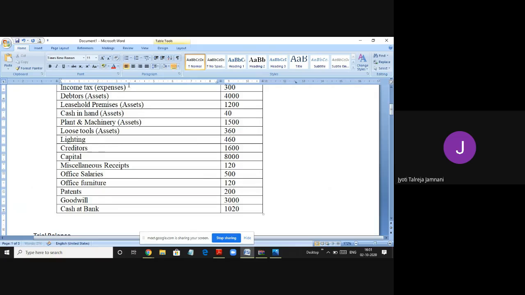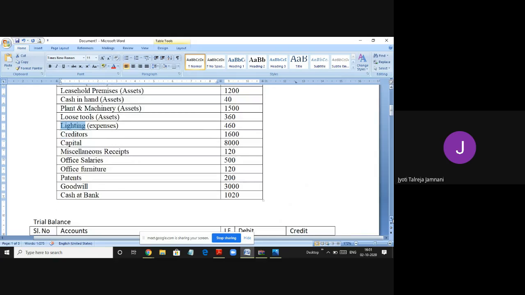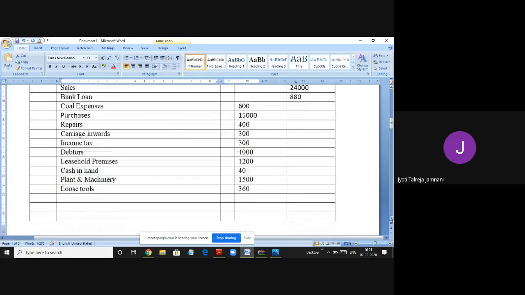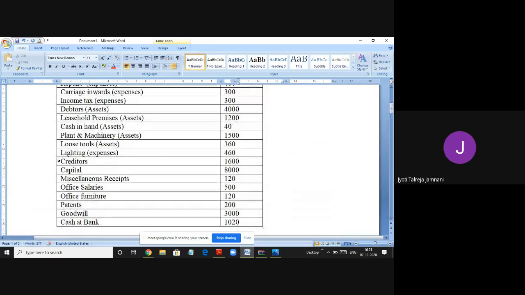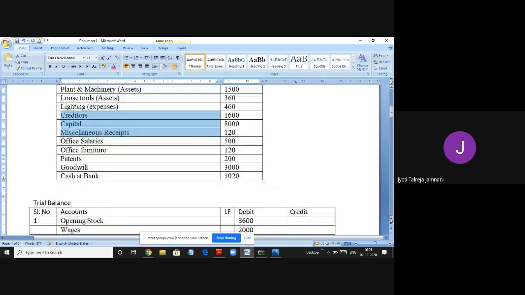What is lighting? Lighting is an expense, so we need to take it on the debit side. So we'll take lighting on the debit side, 460 rupees. After lighting were creditors, capital, and receipts. Creditors, capital, and receipts, all three will go on the credit side.